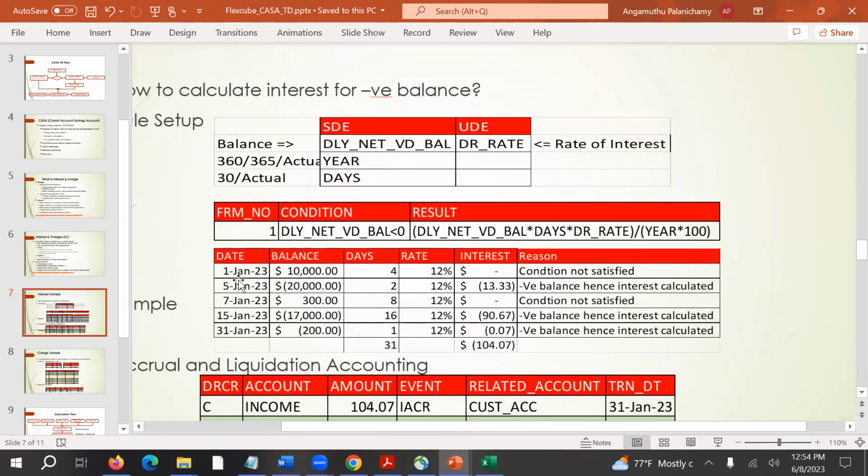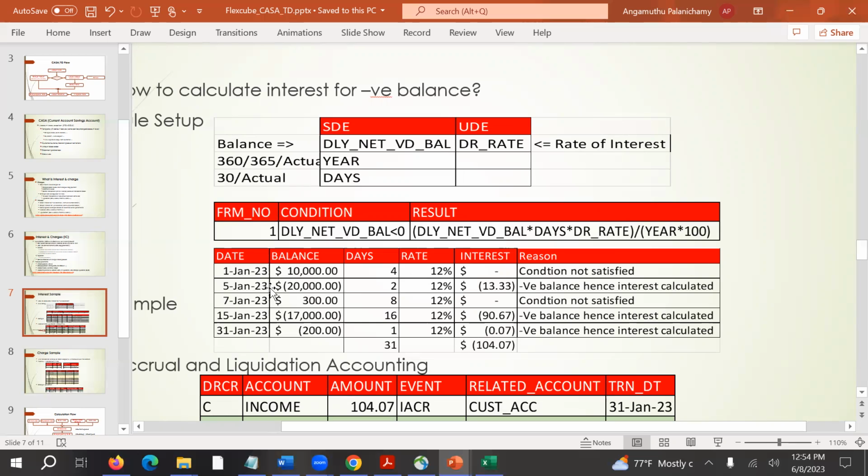Here I have given a sample for the debit interest. On 1st January, the customer had 10,000, which is a positive balance, for 4 days, because on 5th January only the balance changes. No interest, because this says if it's less than 0 only, I am going to apply the result. Condition not satisfied. So for 4 days, no interest.